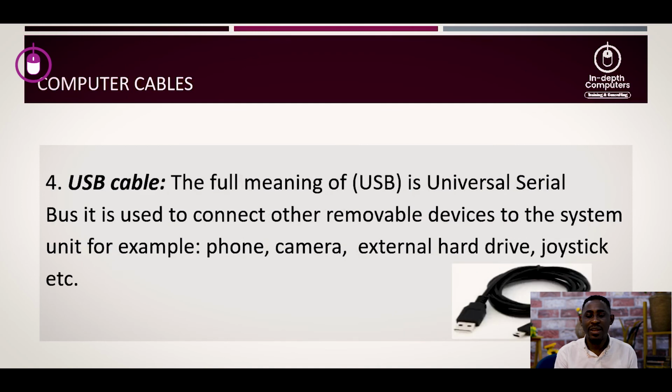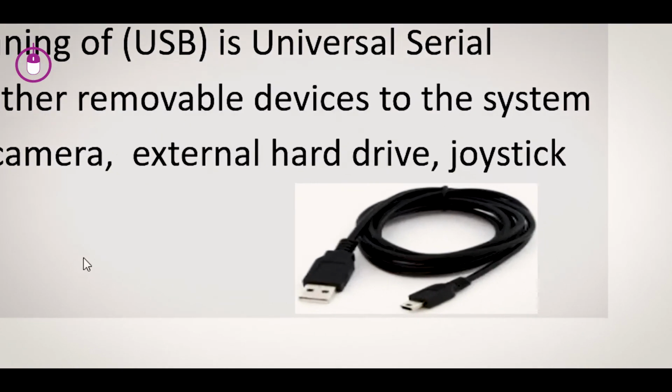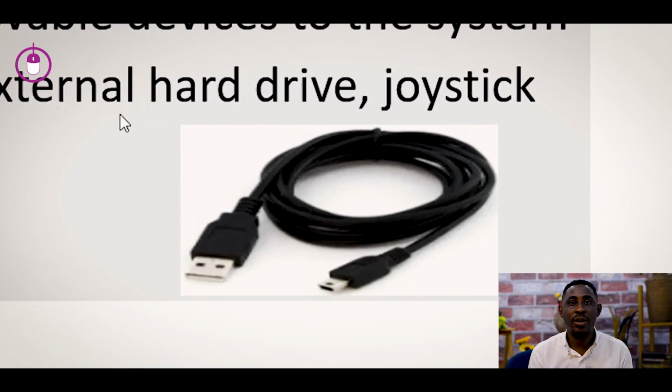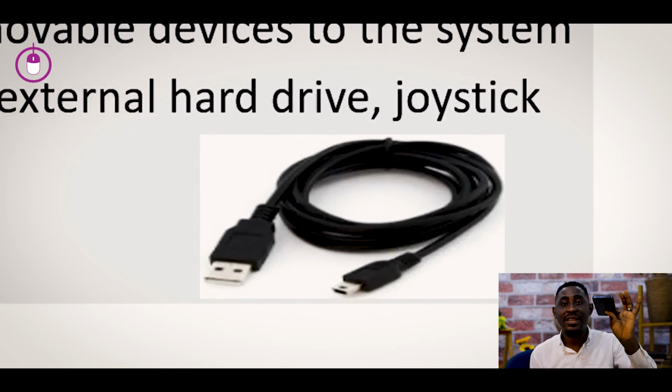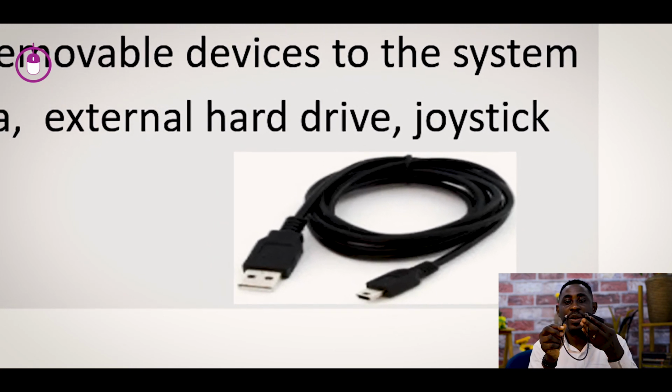Now, another cable we want to talk about is the USB cable. The full meaning of USB is Universal Serial Bus. It is used to connect all other removable devices to the system unit. For example, you want to connect your phone to this computer, you use your USB cable. You want to connect your camera to the computer, you use a USB cable. You want to connect your external hard disk, you use your USB cable. So this is a typical example of a USB cable.